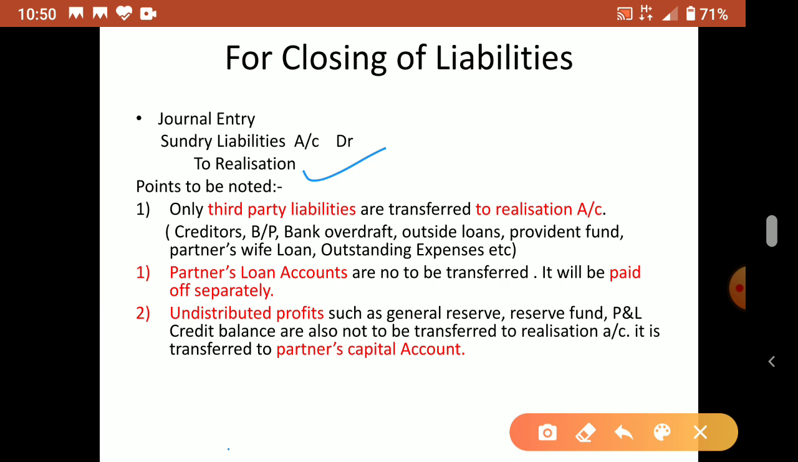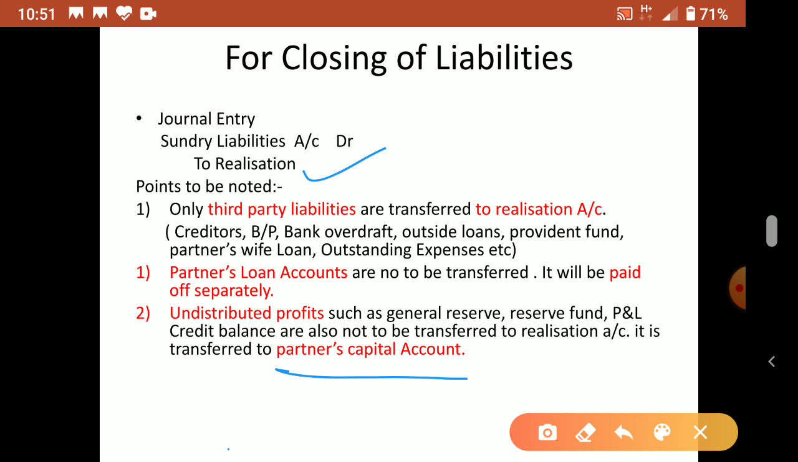Then undistributed profit, look: general reserve, reserve fund, profit and loss credit balance are also not to be transferred to the realization account. They are transferred to the partners' capital account. This is what I told you. So there are three categories of items on the liability side. When you get a balance sheet, only outside liabilities you transfer to realization. Other profits and reserves you have to distribute in the capital account.